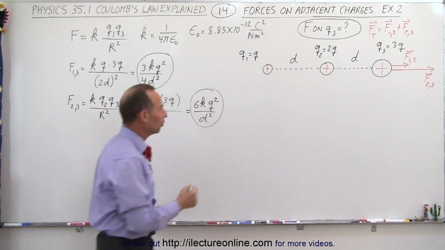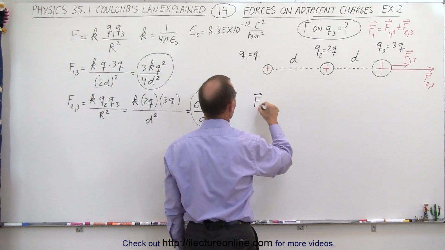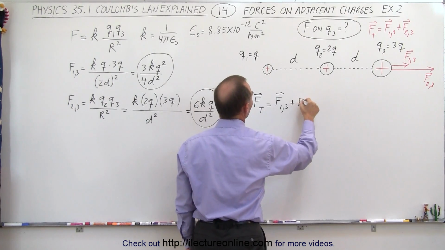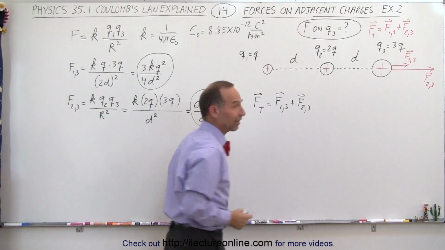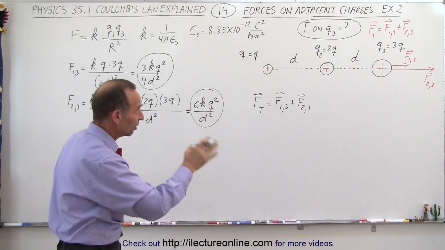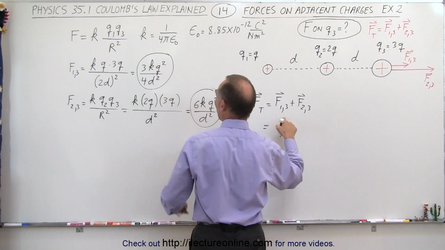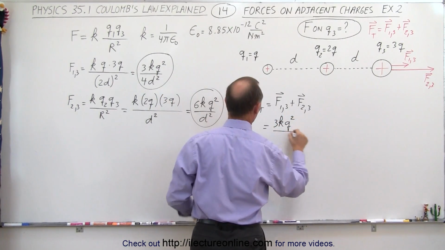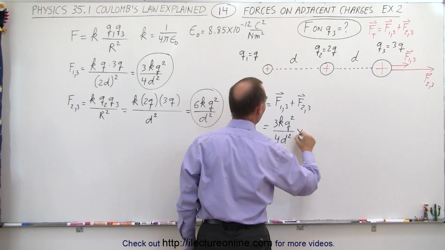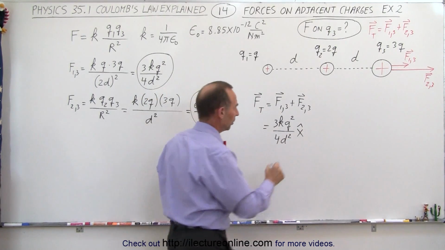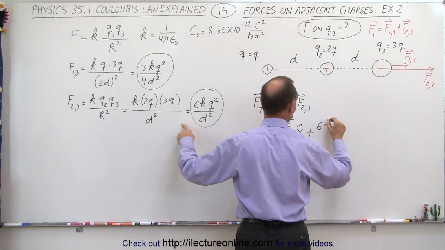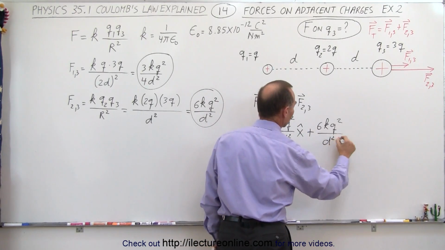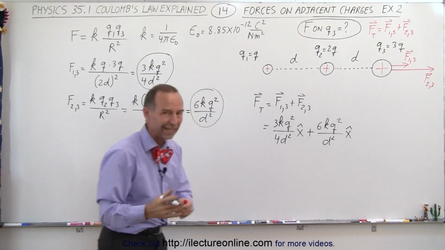So now to find the total force, F total, this is equal to the sum of F13 plus F23. And notice I have this now in vector format, so we do have to take into account direction and magnitude. So this is equal to F13, which is equal to 3kq squared over 4d squared in the positive x direction, plus the magnitude, which is 6kq squared divided by, in this case, d squared, and that's also in the positive x direction, so they're both pointing in the same direction.